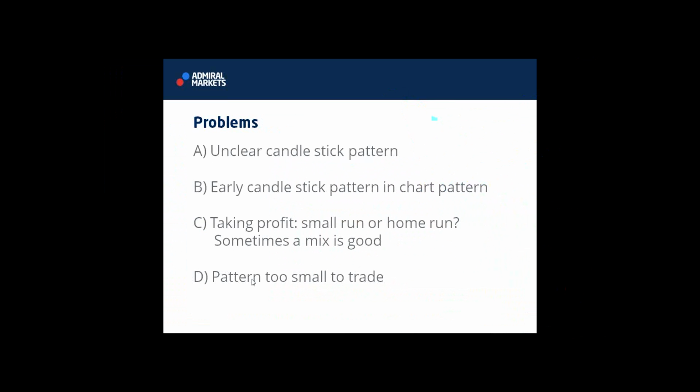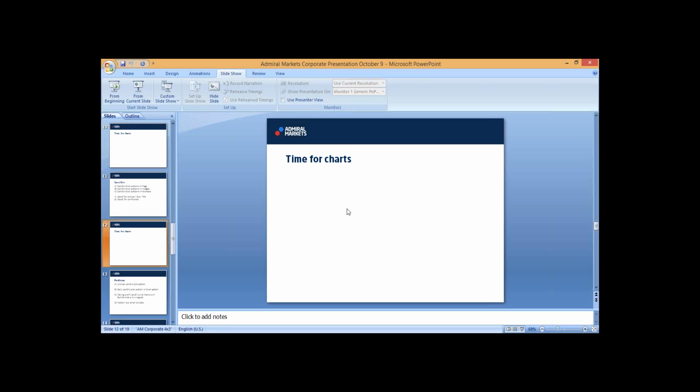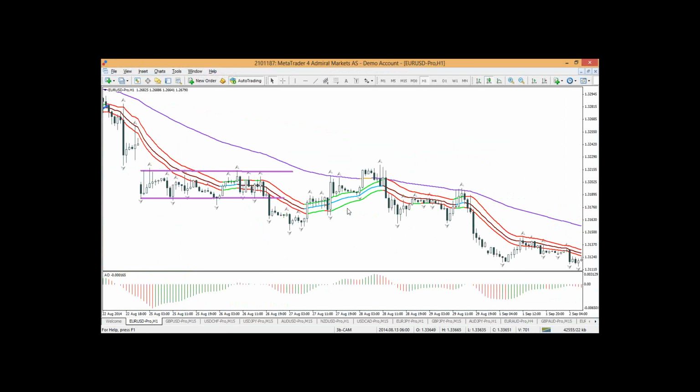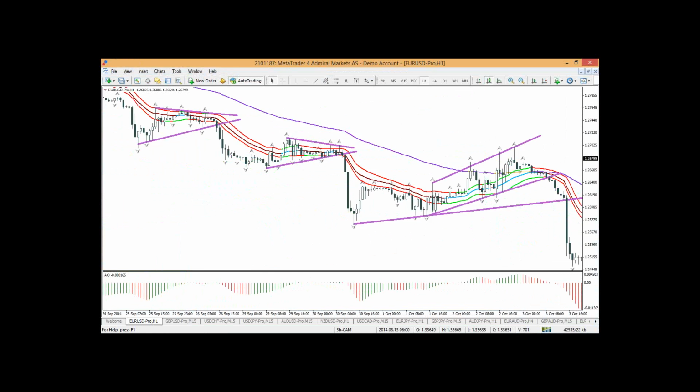And of course, last but not least, if the pattern is too small to trade, if the size literally of that pattern is, well, a great example was, for instance, at the very beginning, our first thing where we looked at the euro dollar, wasn't it? Way here. These triangles, you don't want to trade them to the upside. There's no pips to be made here, right?